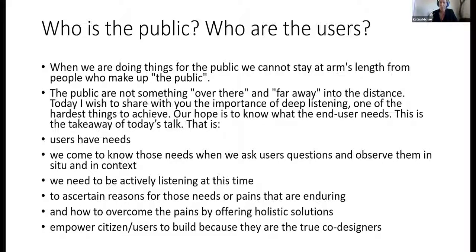And we need to be designing with our users, because they are ultimately the expert designers. So we talk about this process of coming together in co-design, in overcoming pains that people may have and satisfying their needs. And so how to overcome the pains by offering holistic solutions that actually work for the local constituency. We empower citizens to build because they are the true co-designers.